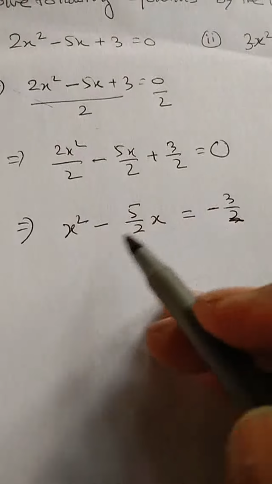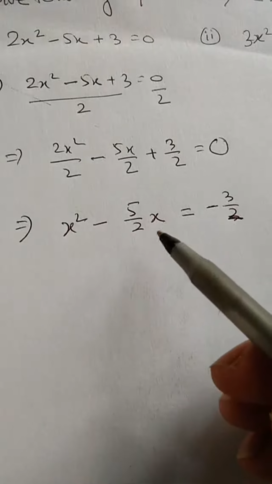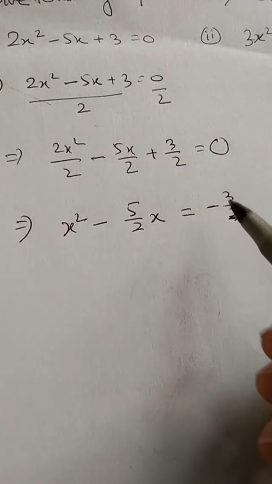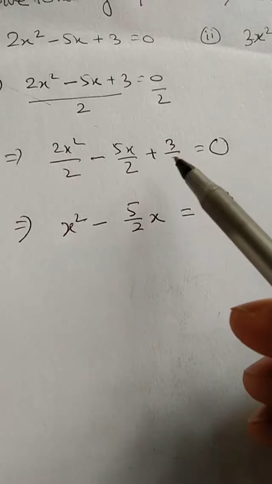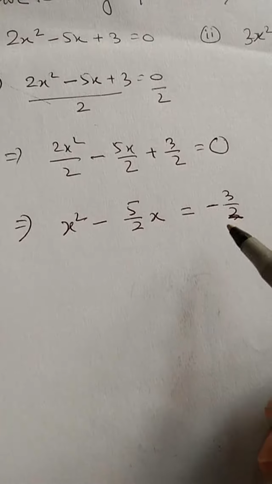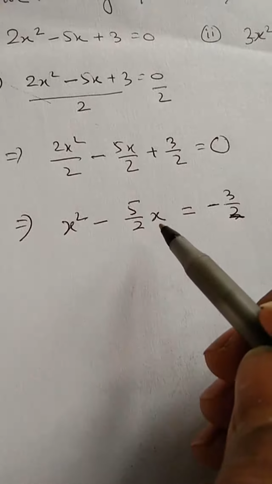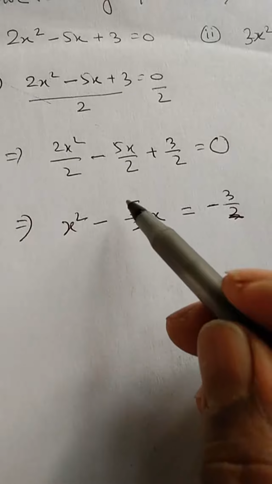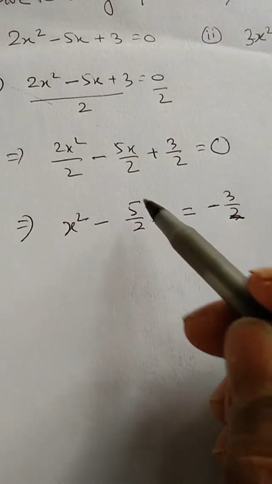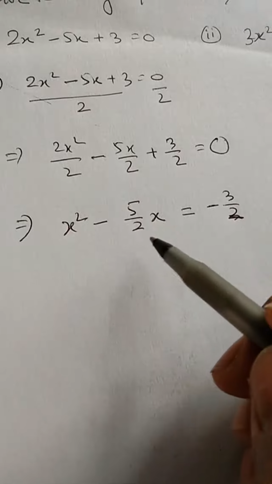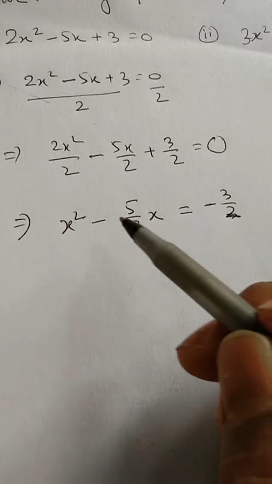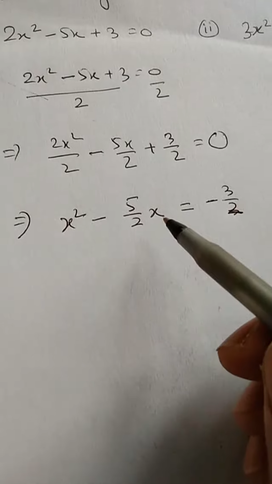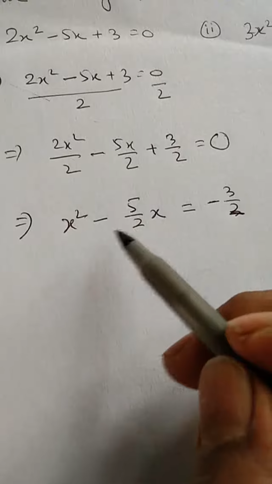So then this will be x square minus 5 by 2x equals to minus 3 by 2. This constant we have shifted to the right side. Now the number with x is 5 by 2. So here also, this term somehow we'll have to convert to 2 into some number into x.